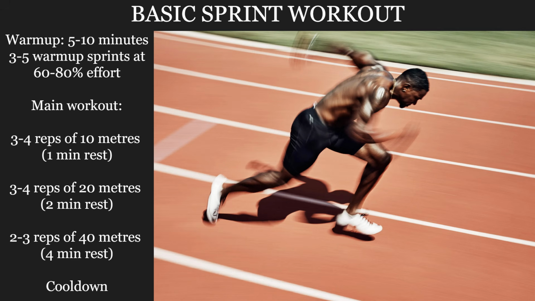So like 5 to 10 minutes of a general dynamic warm-up, like high knees, butt kicks, lunges, skips, and like jogging around, and then 3 to 5 short sprints at like 60 to 80% effort to get your muscles used to exerting themselves at that level. And then getting into the main workout, you do 3 to 4 reps of 10-meter sprints, focusing on acceleration at the start, and rest 1 minute between each of those.